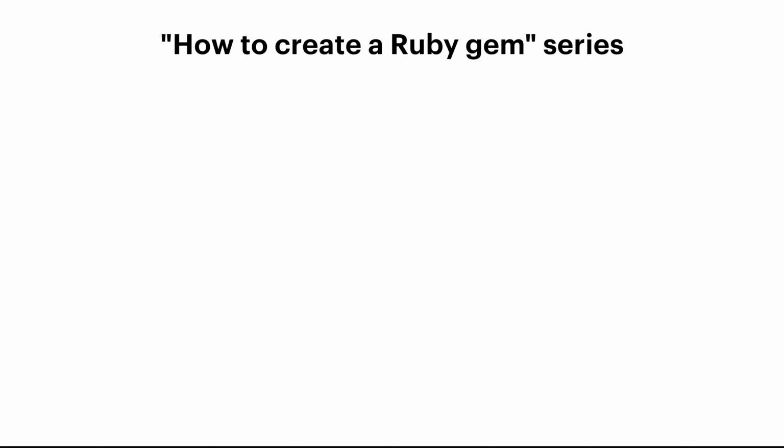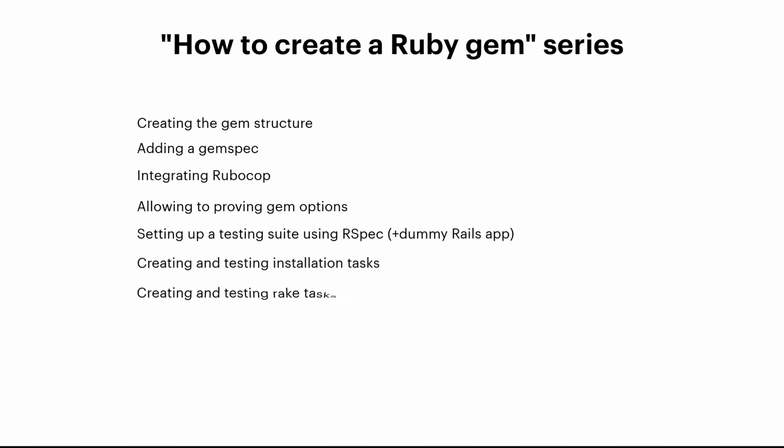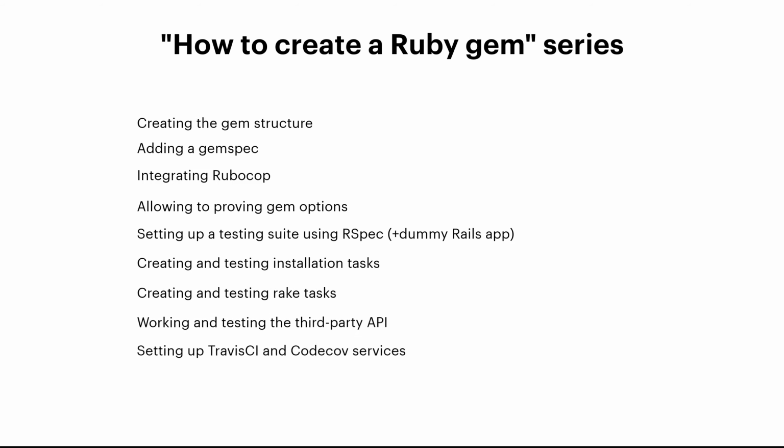My name is Ilya and this is a new series of videos that are going to revolve around creating a Ruby gem. So throughout this series we are going to learn all the aspects that are related to creating a gem, that is creating a general structure, creating a Gemspec, setting up a testing suite, creating rake tasks, creating installation tasks, etc. etc. So by the end of this series you will be ready to create your own gem.